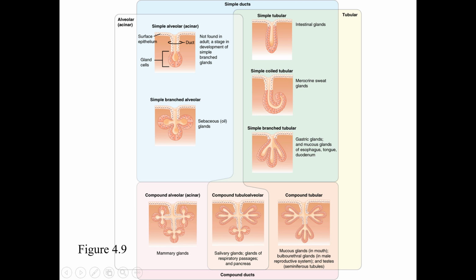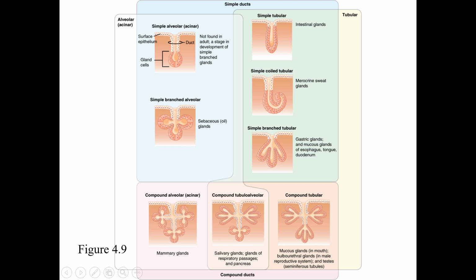So, if there is only one duct right here, or right here, just one duct, we call it simple gland, simple exocrine gland. Sometimes ducts branching. You see 3 branching from the main duct. Also 1, 2, 3 branches. That would be compound exocrine gland.